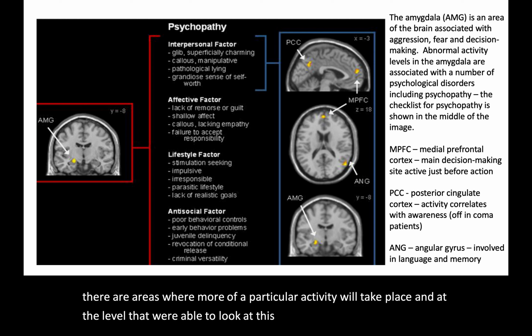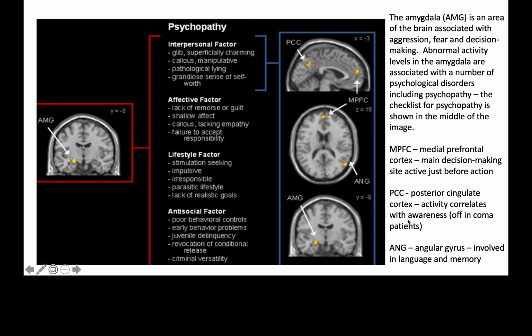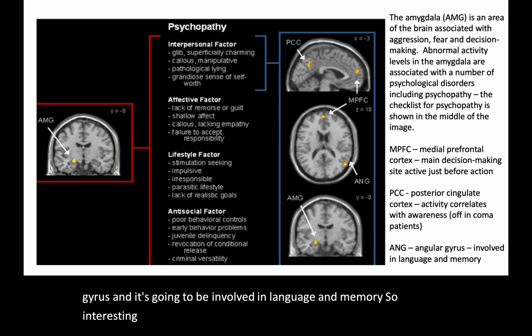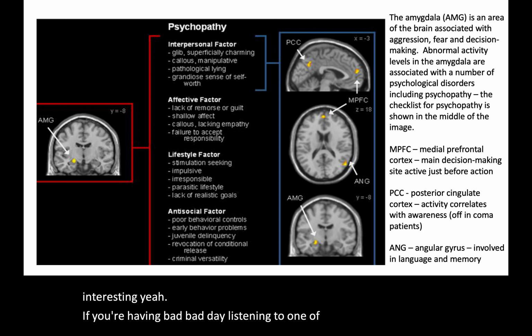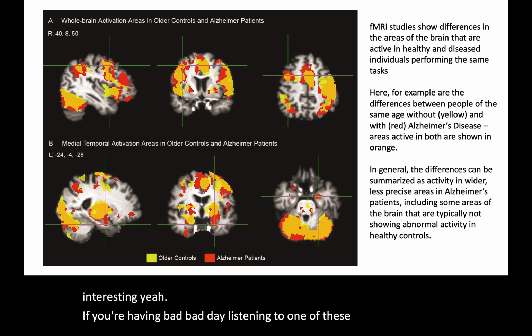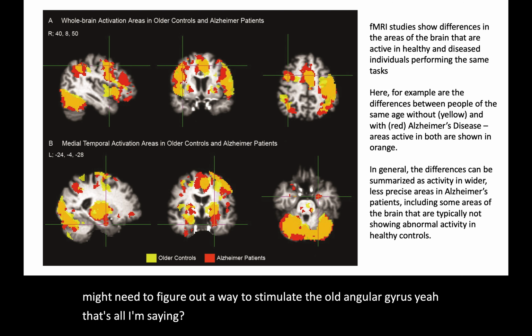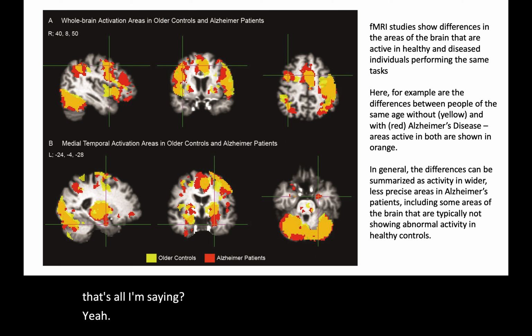And so the AMG down here, right at the back of the brain, is the angular gyrus, and it's going to be involved in language and memory. So interesting. If you're having a bad day listening to one of these, you might need to figure out a way to stimulate the old angular gyrus. That's all I'm saying. But isn't that interesting? And so I think this is also just fascinating.